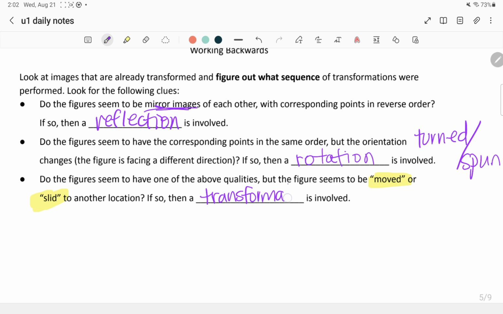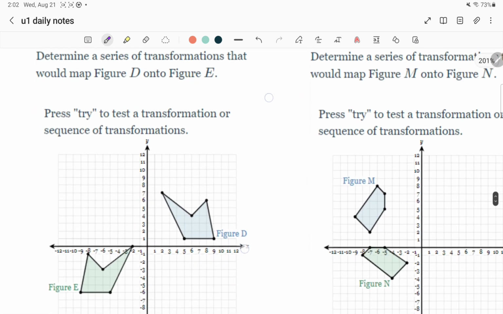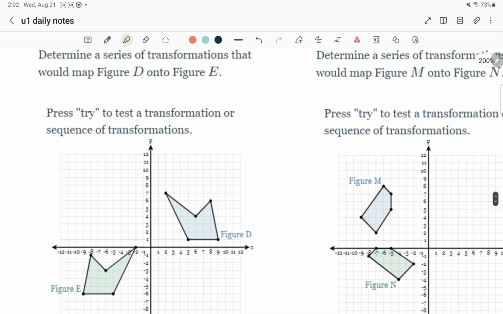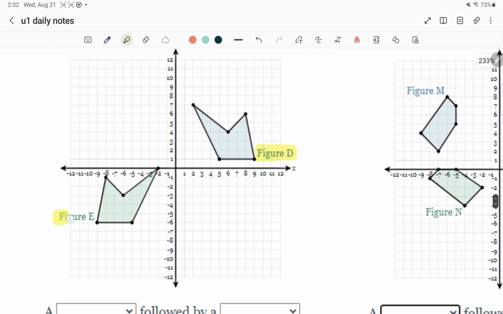So you're probably thinking, what am I talking about? Let's take a peek. Okay, first off, we need to read the instructions so we know where we're going. We're starting at figure D, we're going to figure E. Okay, so I'm starting here, going here.